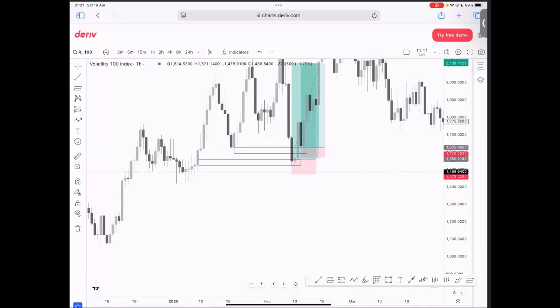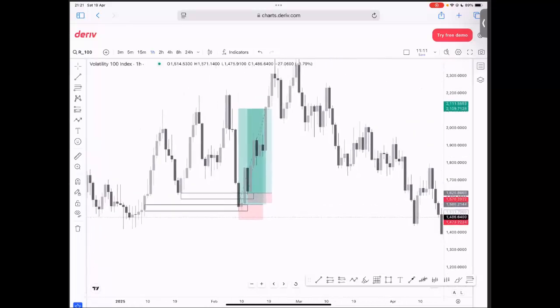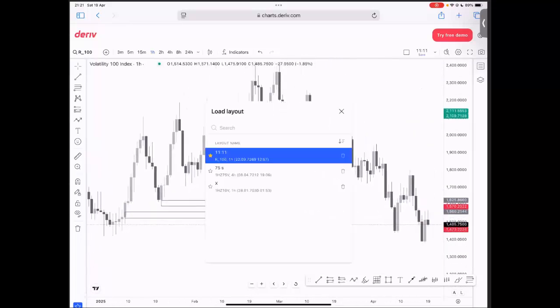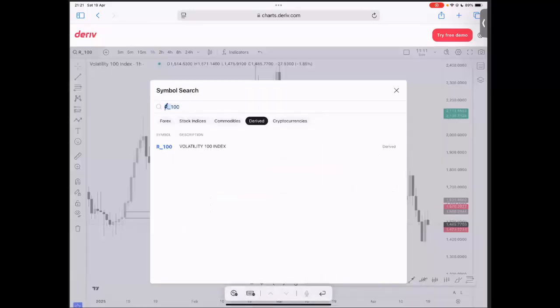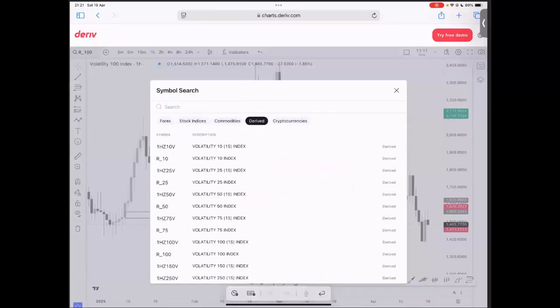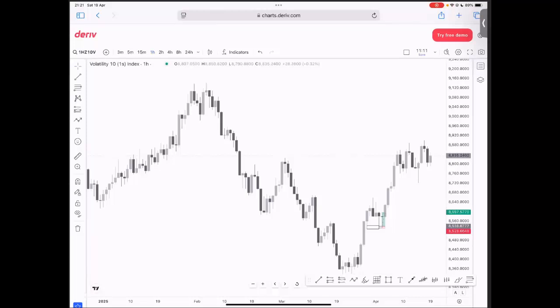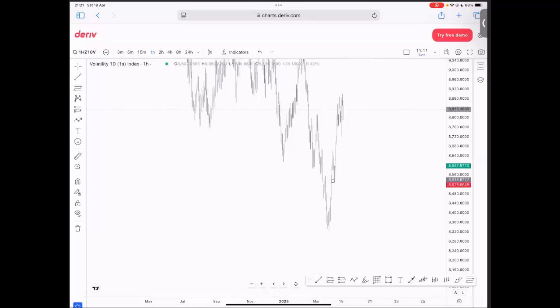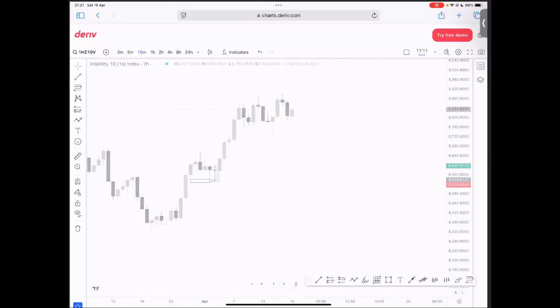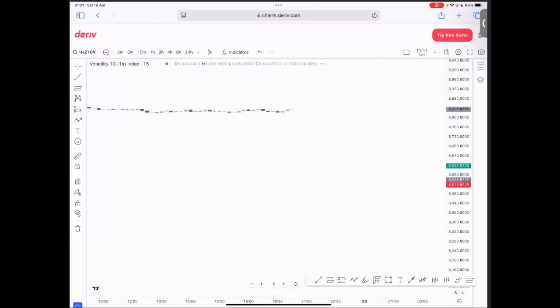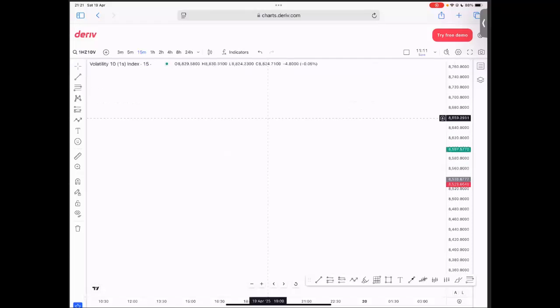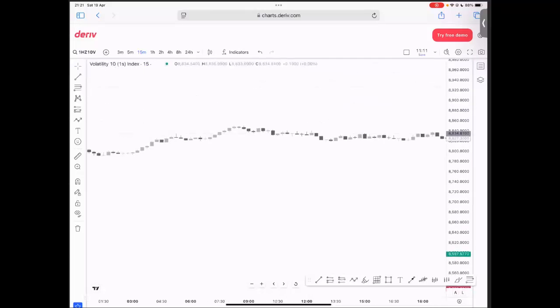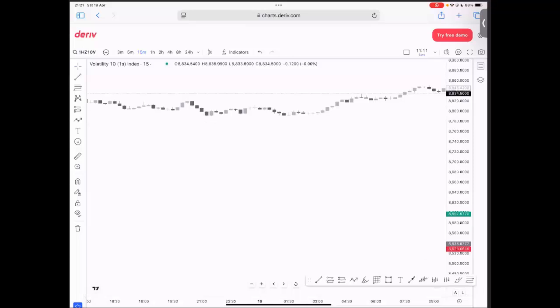Now, let's say for this particular trade, let me use another one. Let's use volatility 10x. Okay, so here we have, let me see, 15 minutes. I'm trying to look for a mitigation and entry and then explain what I meant by closing above.